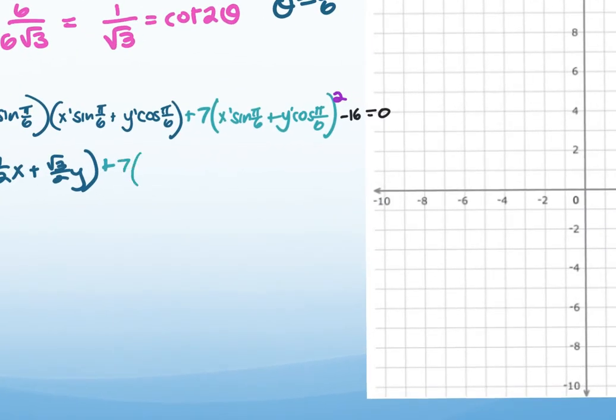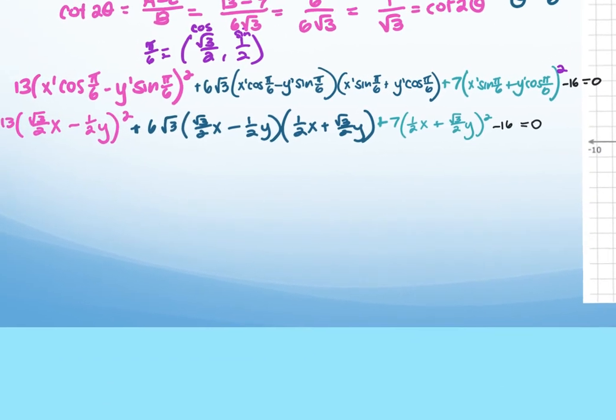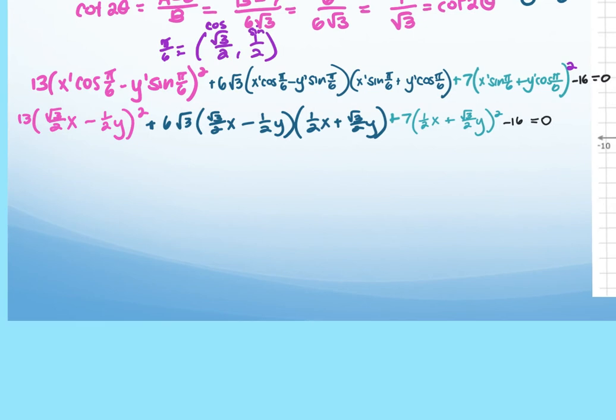Plus 7 times sine of pi over 6, 1 half x, plus cosine of pi over 6, root 3 over 2, y, squared, minus 16 equals 0. And you can move it whenever you want, but eventually we're going to move it.